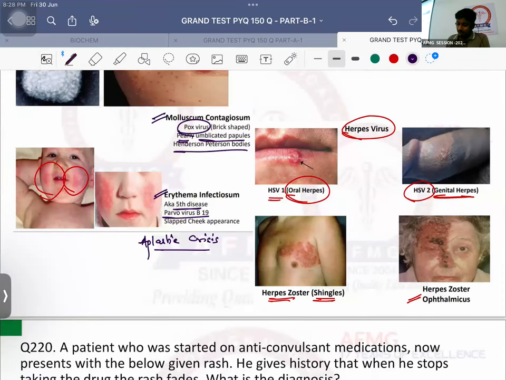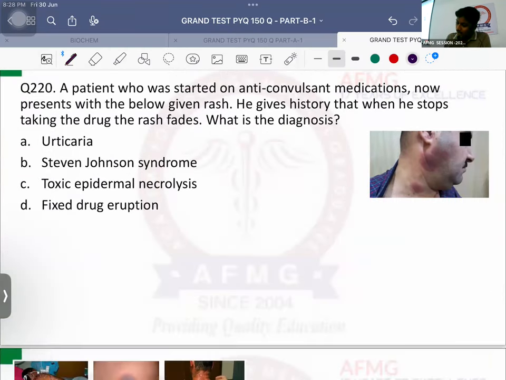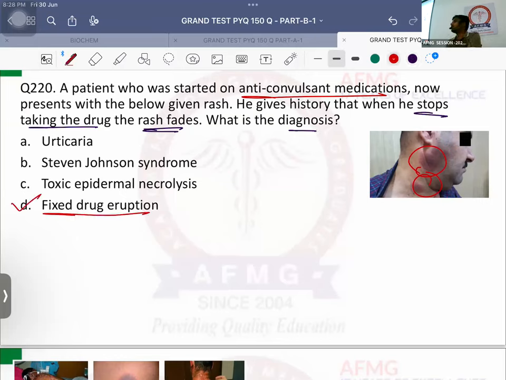Facial nerve palsy. Question 220. A patient who was started on anticonvulsant medications now presents with the below given rash. Okay, he gives history that when he stops taking the drug, the rash fades away. What is the diagnosis? It is a case of fixed drug eruption. There are specific drugs, mostly the anticonvulsant or anti-epileptic drugs or some antibiotics like sulfonamides. These are known to cause fixed drug eruption. They will cause rashes. But when the patient stops taking the drug, the rash will fade away. But if the patient starts taking the drug again, the rash will appear again at the same site. That is a characteristic feature of fixed drug eruption.